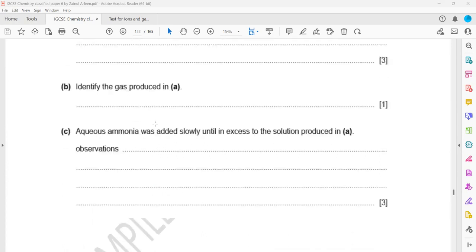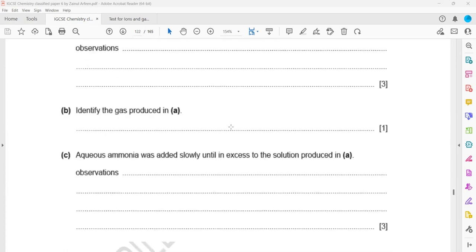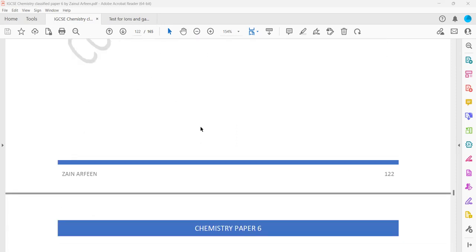Aqueous ammonia was added. If we add aqueous ammonia to a copper salt, the observation is a light blue precipitate, which dissolves to give a royal blue solution, an inky blue or dark blue solution.